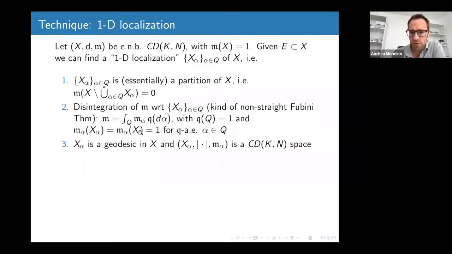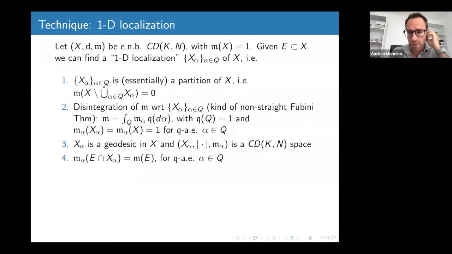So then I'm asking something which is key and much stronger, much harder to prove, which is that each X_alpha is a geodesic in X. When I endow the space X_alpha with the measure m_alpha, this is a one-dimensional space. It's a geodesic, but with a weighted measure. And I ask that this space with this weighted measure is a CD(K,N) space. That means that topologically it is one-dimensional, but as a metric measure space, it behaves like an N-dimensional space with Ricci curvature bounded below by K. So it has exactly the same geometric properties, from the point of view of functional inequalities, as the space I started with, but with the big advantage that now it is one-dimensional.